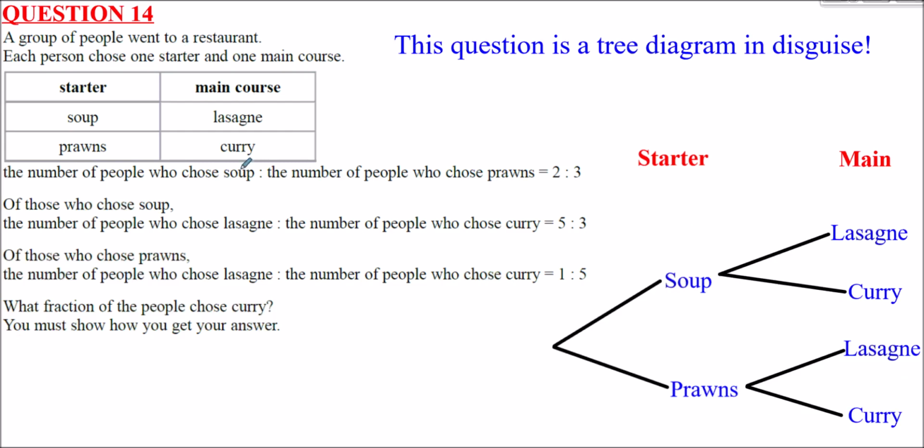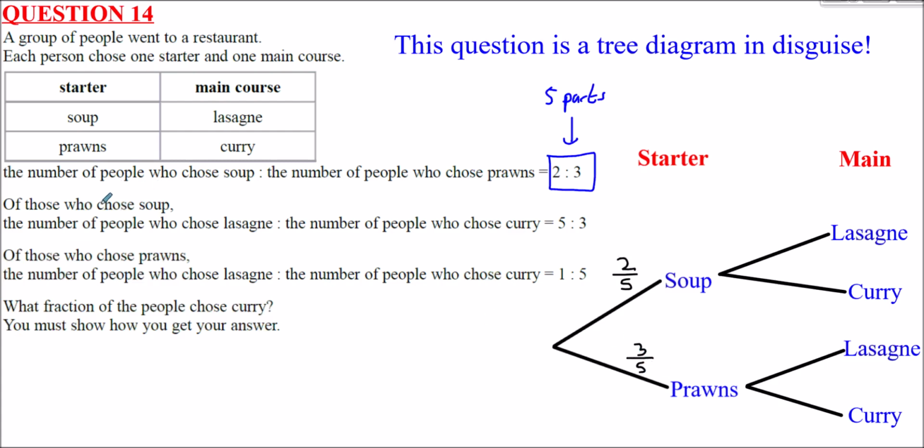So let's have a look at this first of all. So the number of people that choose soup to the number that choose prawns is 2 to 3. So this bit here, 2 parts for soup, 3 parts for prawns is 5 parts in total. So those that choose soup, that's 2 out of every 5 people. That's 5 parts in total. I'll just make a note of that. So those picking soup is 2 out of every 5. And therefore those picking the prawns is 3 out of 5.